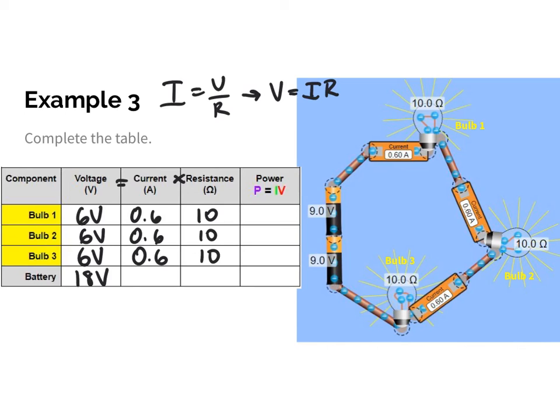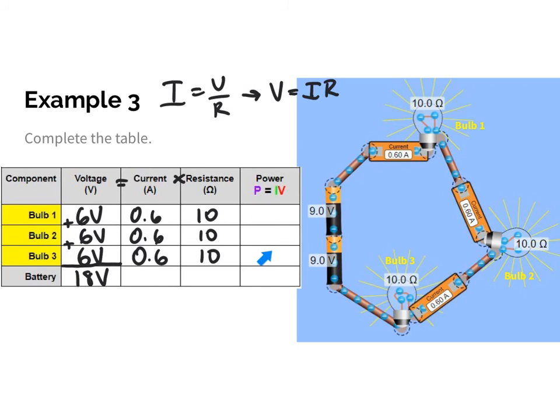Now I want you to notice one thing. The battery has a total of 18 volts. That's the amount of energy it's supplying to the entire circuit. And notice that each bulb has 6 volts of that. And why it's important is because if you were to add up all three of those numbers, notice that would give you 18 volts. So the energy being supplied by the battery here is being divvied up to each of those individual devices. Okay?